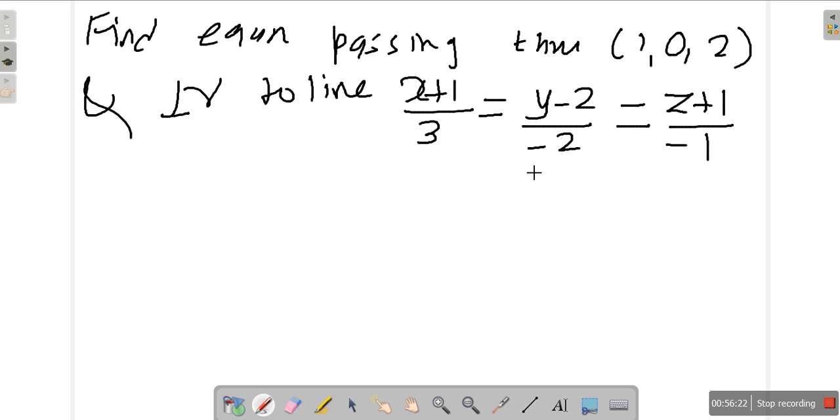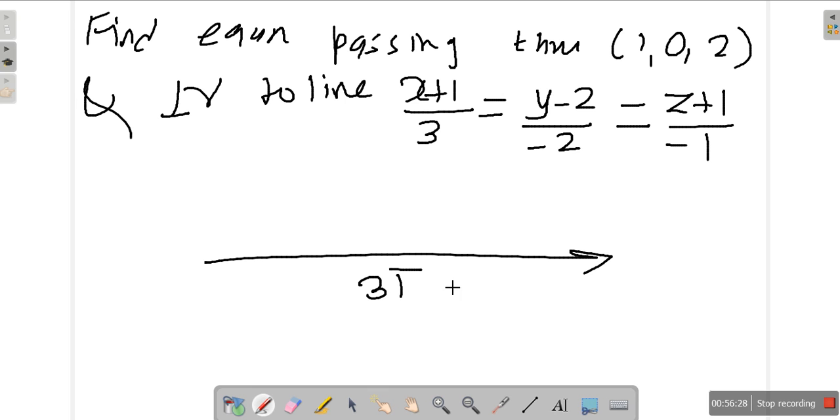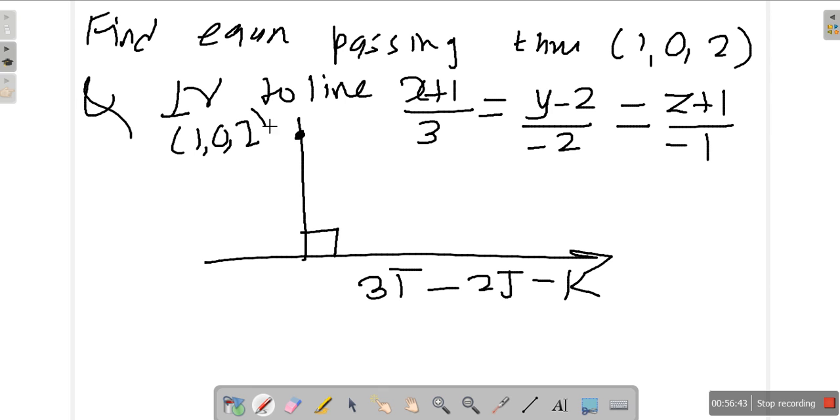So what is the vector along this line? A vector on the given line is 3i minus 2j minus k. Our line is like this, which is perpendicular. There is a point on our line which is 1, 0, 2. So we are supposed to find a line which is passing through 1, 0, 2 and which is perpendicular to this line. Okay.